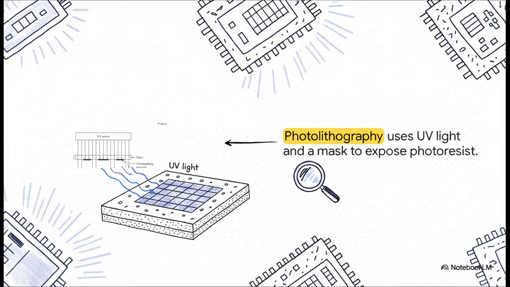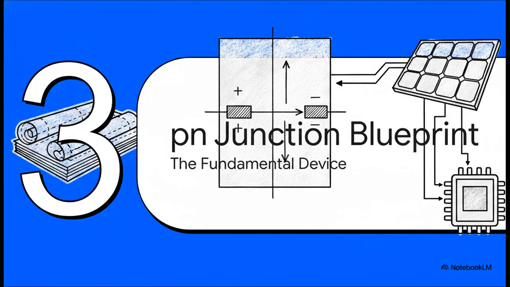And what is truly awe-inspiring here is the sheer scale of replication. I mean, this single optical exposure allows us to flawlessly print billions of identical, nanoscale features across the chip simultaneously. It's incredible.